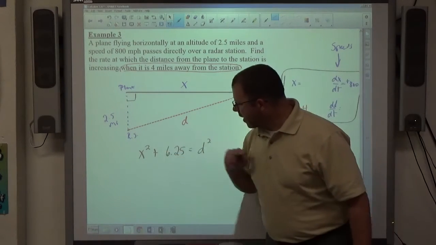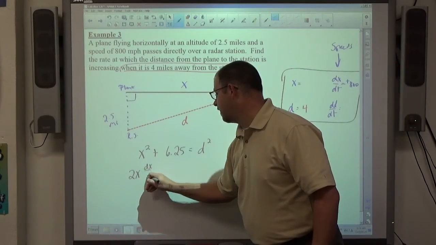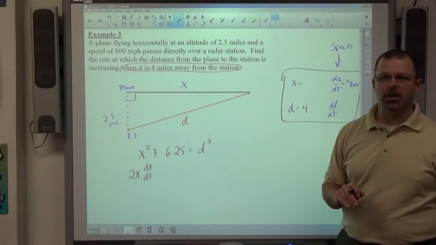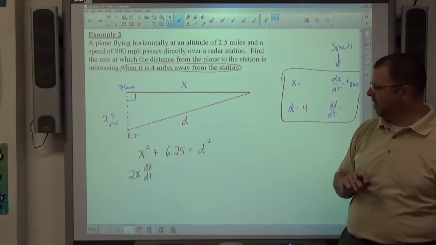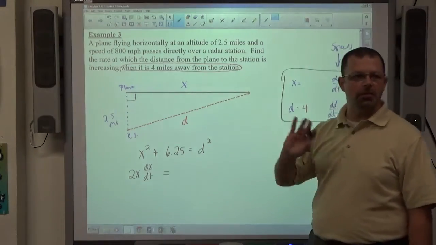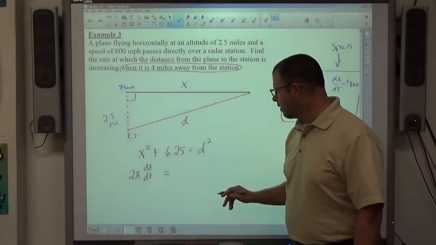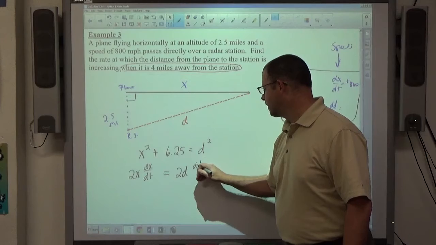So what's the derivative of x squared? 2x. And I have to put a dx over dt because it's not t. By the way, it'll never be t. Don't ever put t for a variable. What's the derivative of 6.25? 0. 0 times anything is 0, so it just goes away. Derivative of d squared? 2d, and then we'll put a dd over dt.